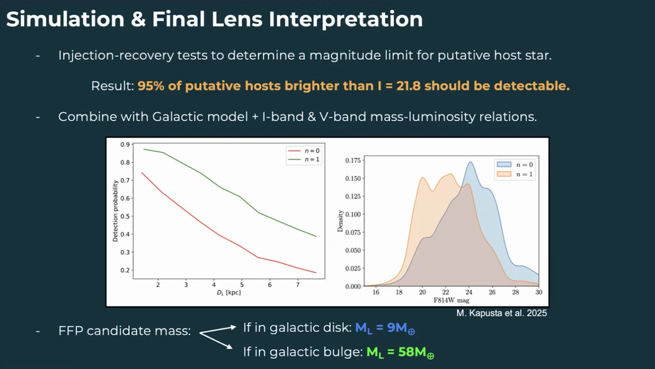If the FFP candidate is in the foreground disk in front of the bulge, so nearer to us, the mass of the lens is about 9 Earth masses, and if it's a more distant FFP candidate, then its mass is about 58, a sub-Saturn-mass FFP. Okay, that's my last slide, and I'm happy to take questions. Thanks.